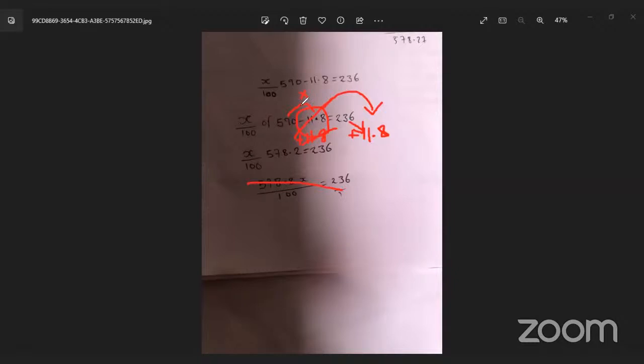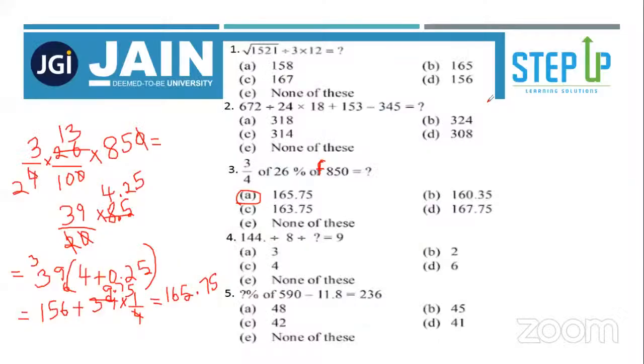39 times 4.25. Axmed, again you made a mistake. 39 times 4.25. Okay, back to the questions. Is it all clear? Any doubts? Shall we go on with the next one?